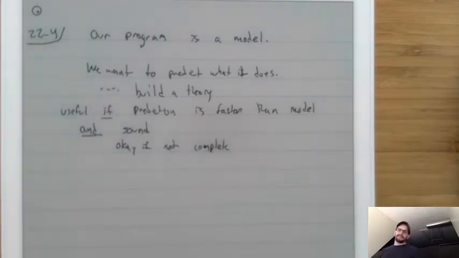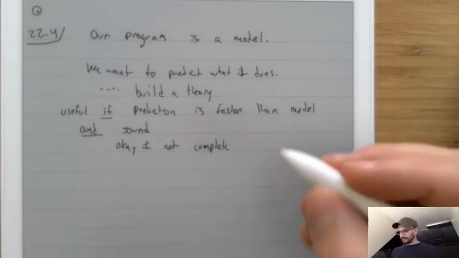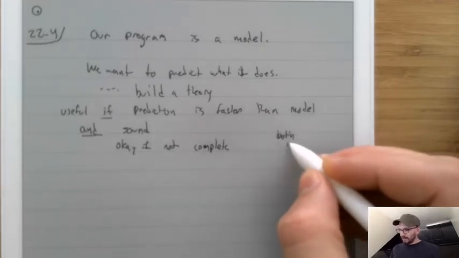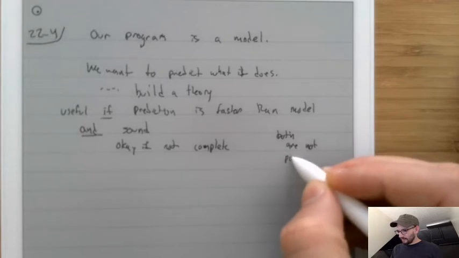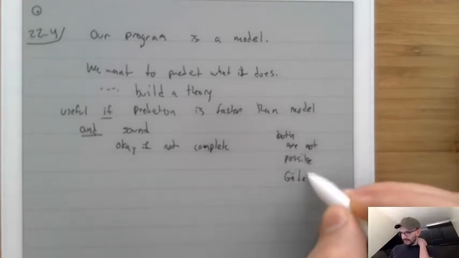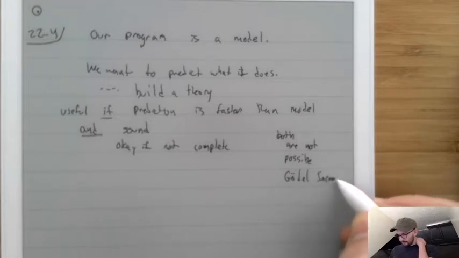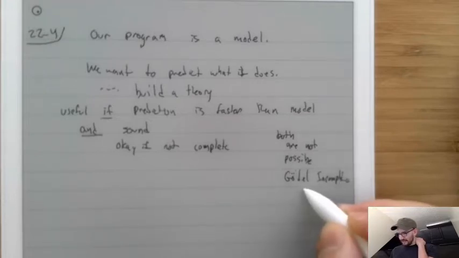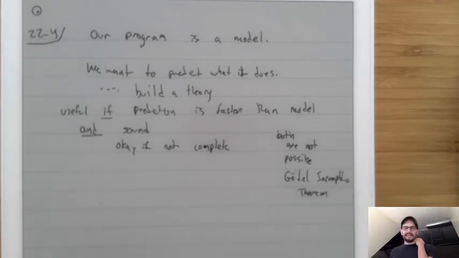Now here's the next thing, and I'm not going to go into great detail about why this is. There's a whole class on this, the Foundations of Computer Science class. It turns out that it is impossible to be both sound and complete. So both are not possible. And that's called the Gödel incompleteness theorem. And it is related to the halting problem. Okay, so what does that mean?